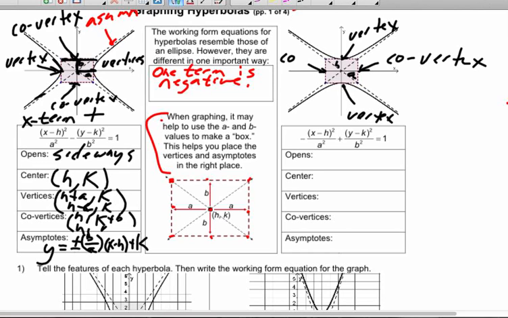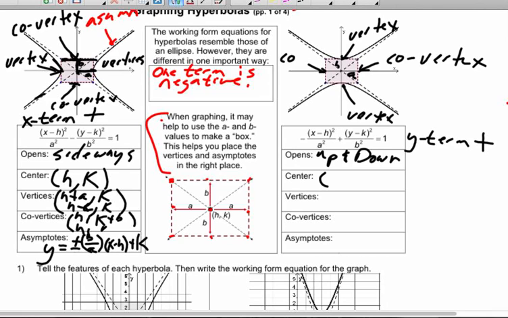Okay, so again, notice that X term. Now let's do this differently. Here the Y term is positive. So if the Y term is positive, this thing is going to open up and down more vertically. So remember, if the X term is positive, it's going to open sideways, right and left. If the Y term is positive, it's going to open up and down.